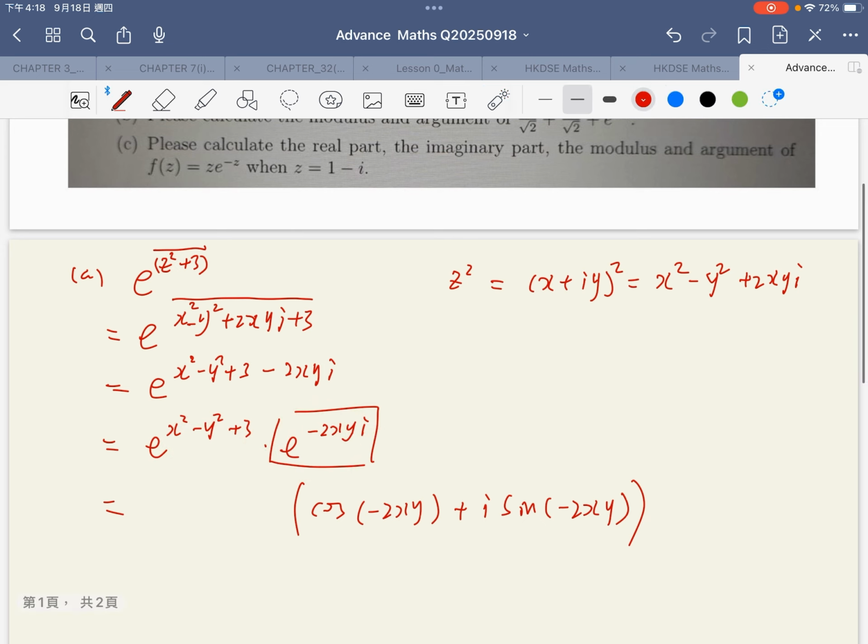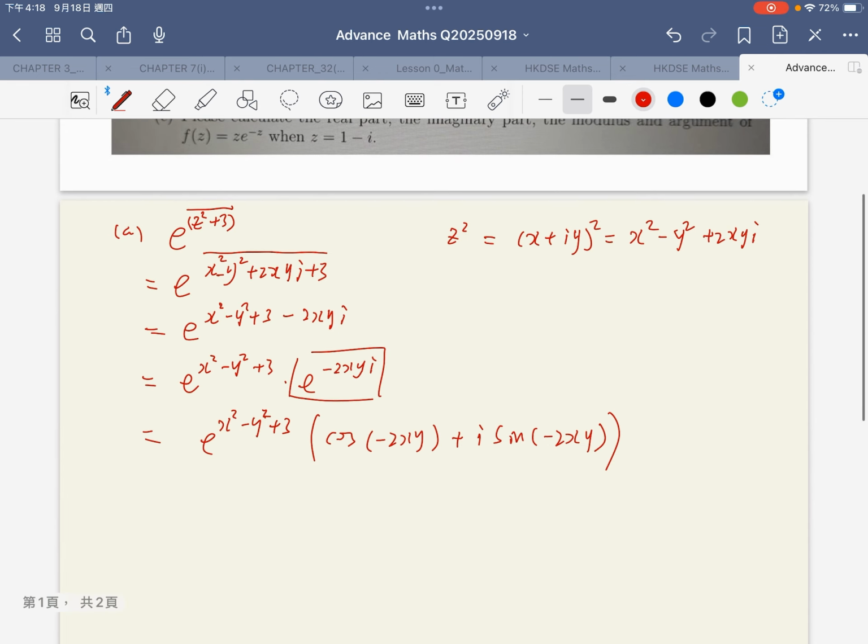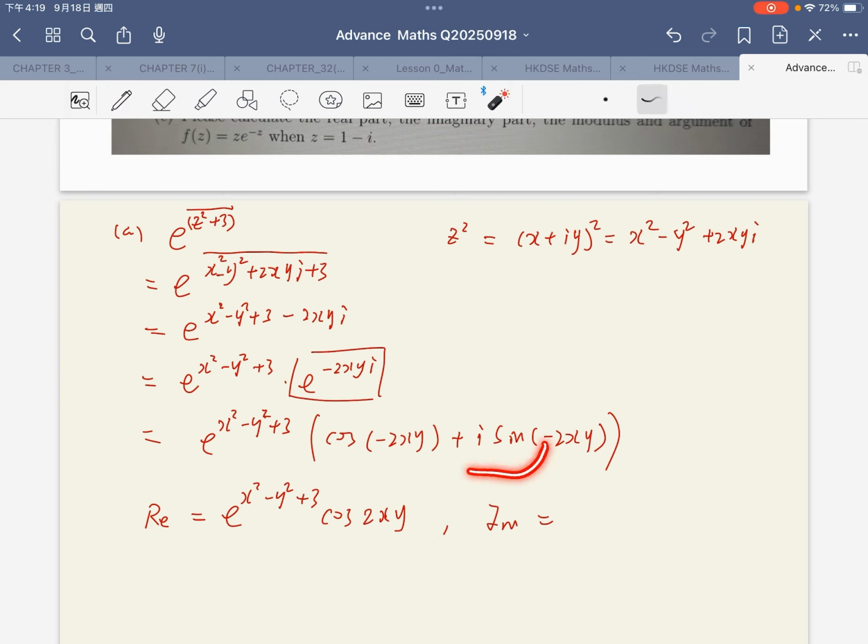The first part is actually the modulus. Therefore, the real part should be equal to e to the power x squared minus y squared plus 3 times cosine 2xy. And the imaginary part: the negative sign should be moved outside, so it is equal to negative, e to the power x squared minus y squared plus 3 times sine 2xy.